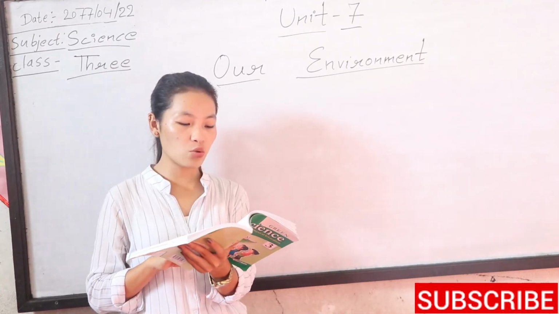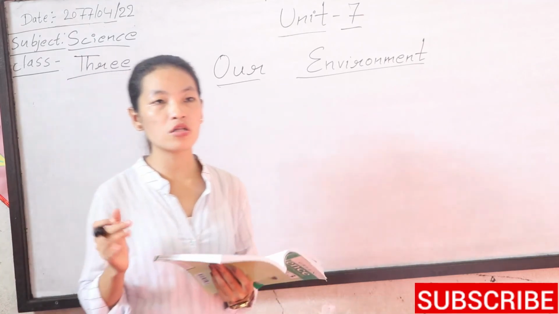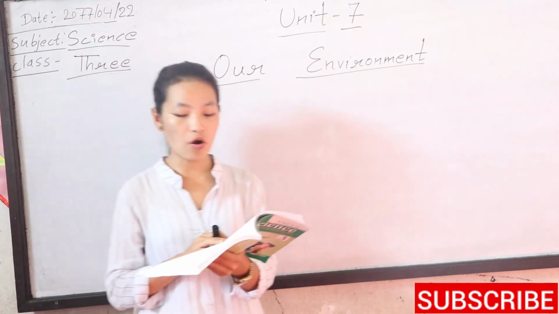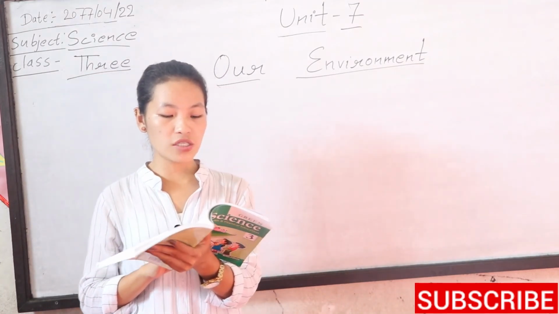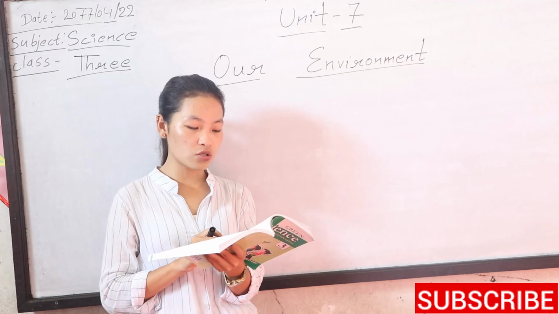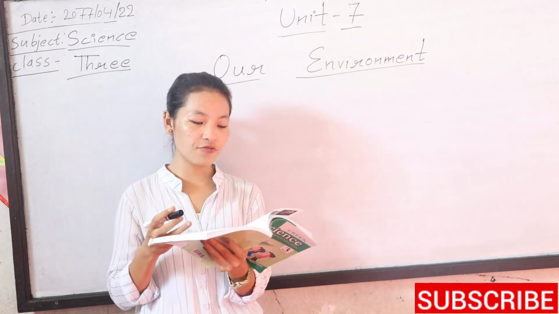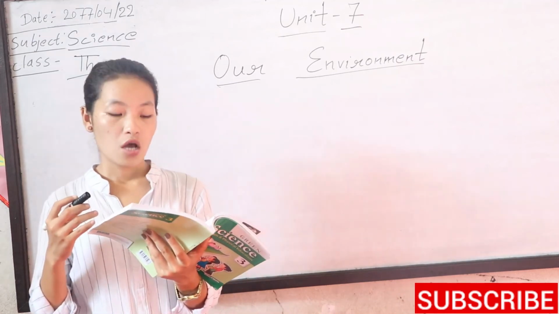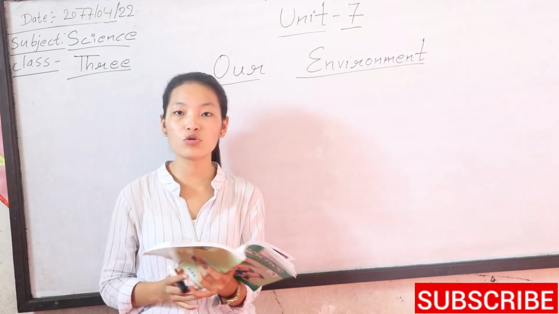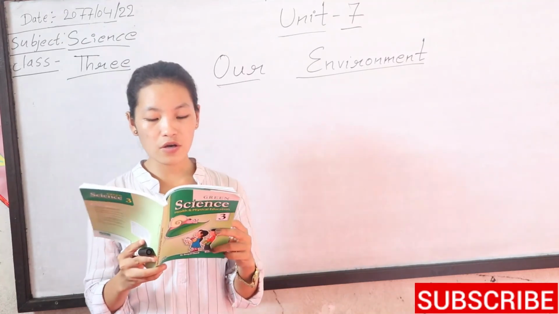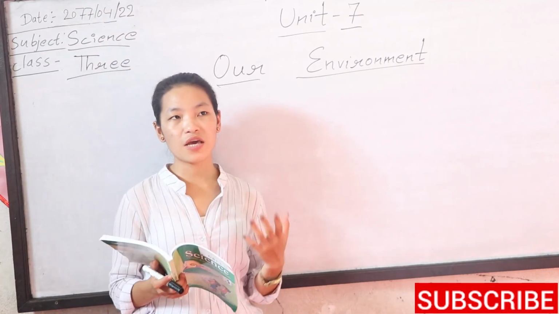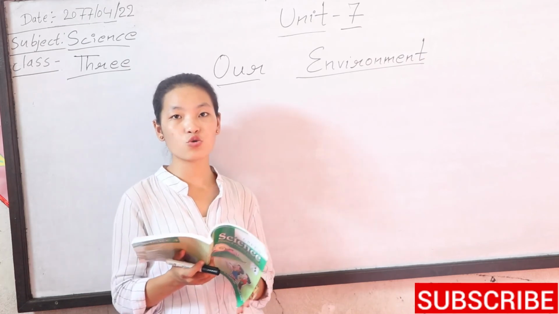Kitchen and garden wastage should be disposed of properly. Degradable wastage should be used to produce compost manure. Non-degradable wastage should be disposed of properly. Overuse of chemical fertilizer, insecticides and pesticides should be reduced.